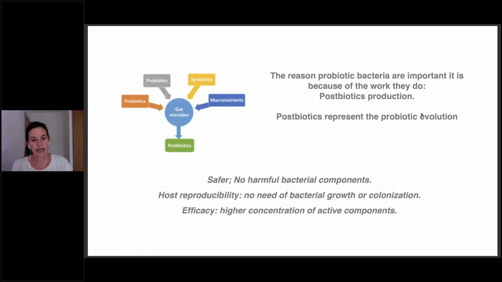Also, there's no need for the bacteria to do anything really. So you don't need to wait for bacterial growth or colonization, because you can use the postbiotic molecules directly. And it's also easier to manage the dosage, at least easier than when you work with probiotics. With postbiotics, it's easier to have a higher concentration of the molecules you are looking for.